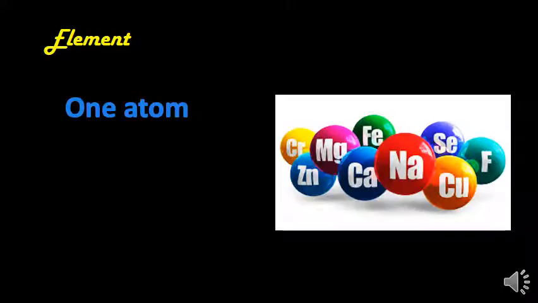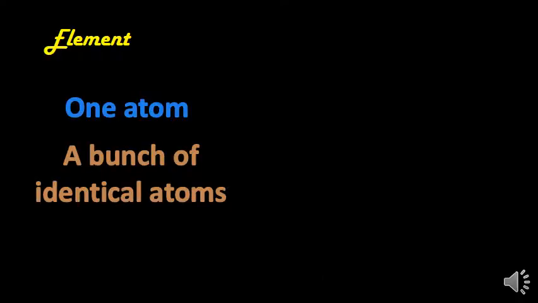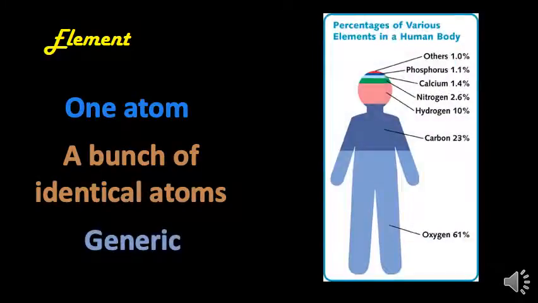Here's the biggest problem with the word element: it could mean one single atom. Like we have one atom of hydrogen, or one atom of sodium, or one atom of copper. Just a single atom could mean an element. The word element could also mean a bunch of identical atoms, like a whole bunch of gold atoms, so much of it you can actually weigh it on a scale. And the word element could also mean the generic form of that element. In some form, there's oxygen in the human body. It's the generic version of that word.